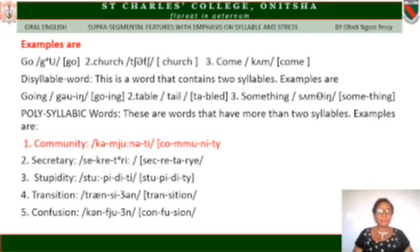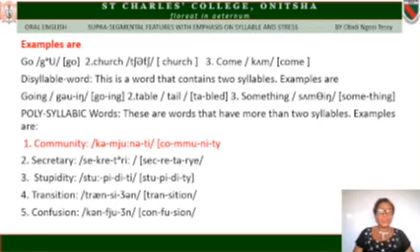Polysyllabic words. These are words that have more than two syllables. Examples are community. It has 4 syllables. As you can see, it's broken into 4 units according to pronunciation. 2. Secretary. Please, let us be careful of this word. It is not secretary or secretary. It is secretary according to the native speakers.